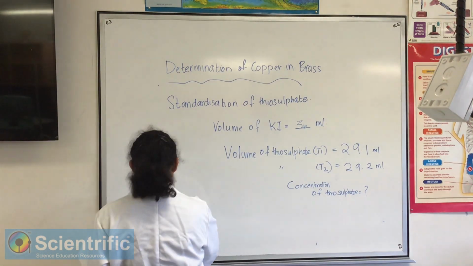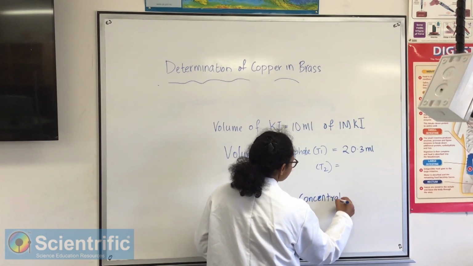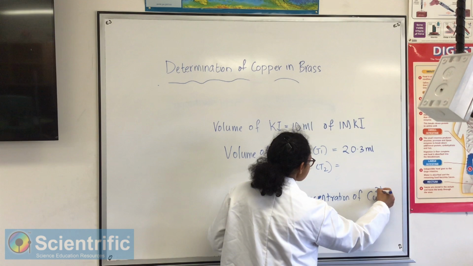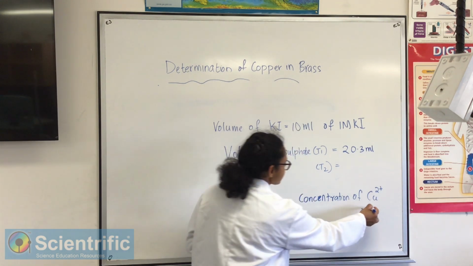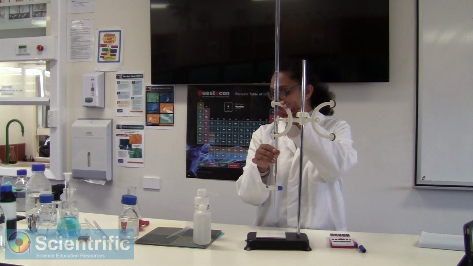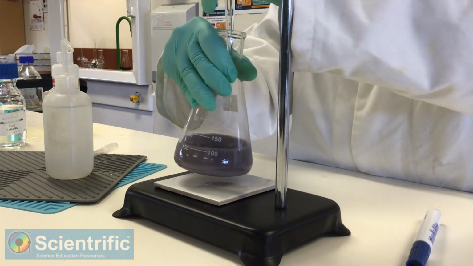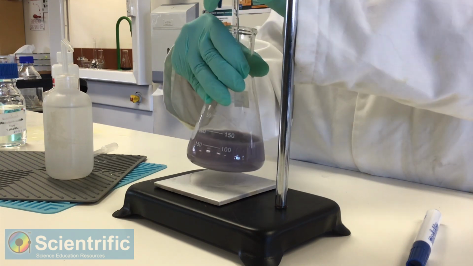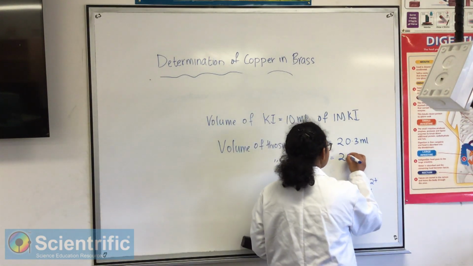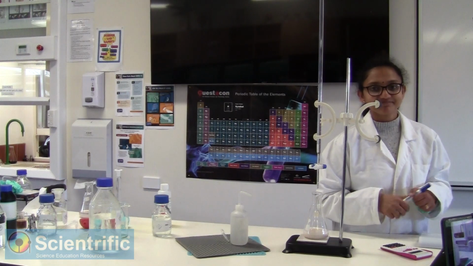So now this is not standardization of thiosulfate anymore, it is determination of copper in brass. The main aim of this titration would be finding out the concentration of the copper ions in solution. So this is the question for you, and let's start this again. Yay! And we got 20.4 mils. So you average it out and take it.